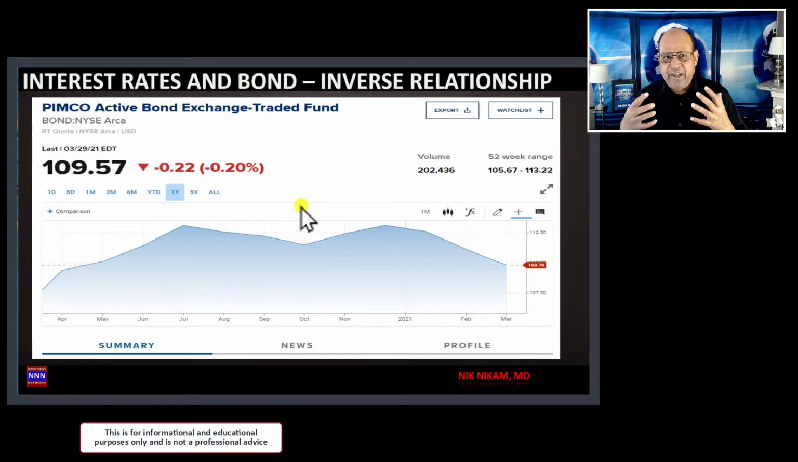So this is a quick explanation of how interest rates and bonds work. There is an inverse relationship between the interest rates and bond prices. If the interest rates keep going up, as they are doing now, from 0.5 to almost close to 2%, and it's going to go higher from what the experts say, the bond prices are going to continue to go down.